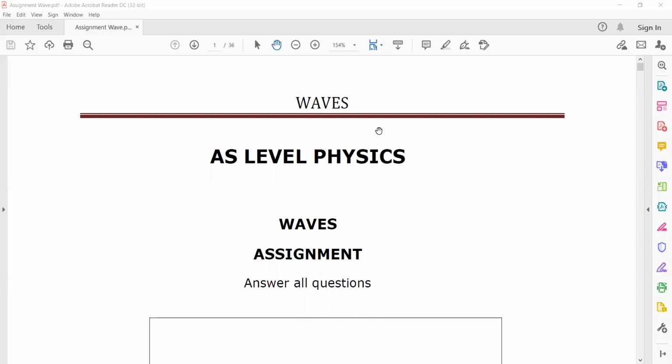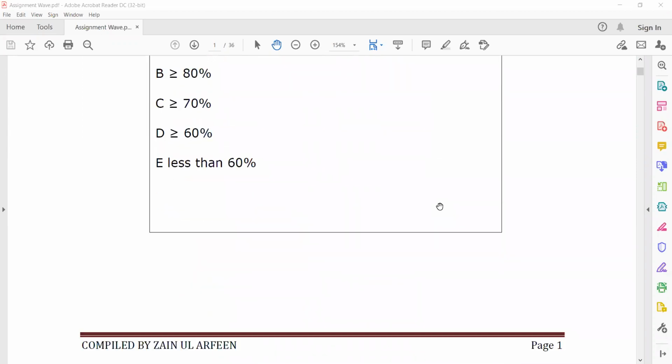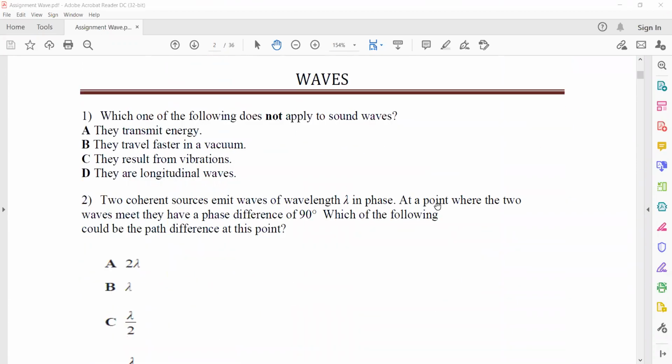In this session, I will solve questions related to the topic waves and the properties of waves. Question 1. Which of the following does not apply to sound waves? Which property cannot be applied to sound waves? What could be the answer for question 1?